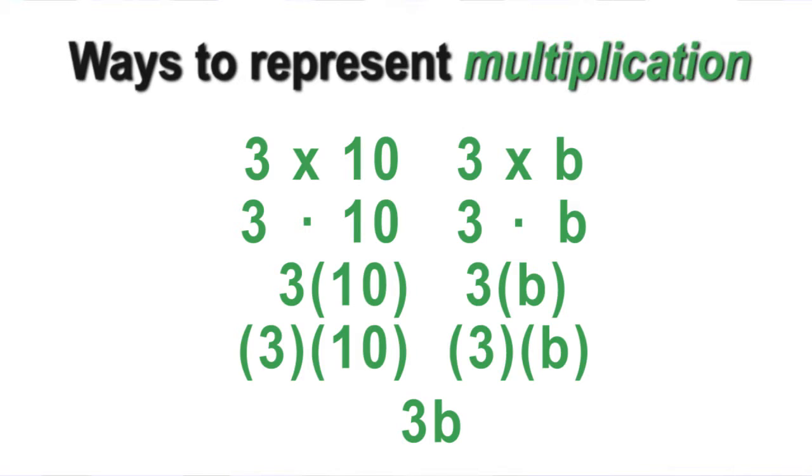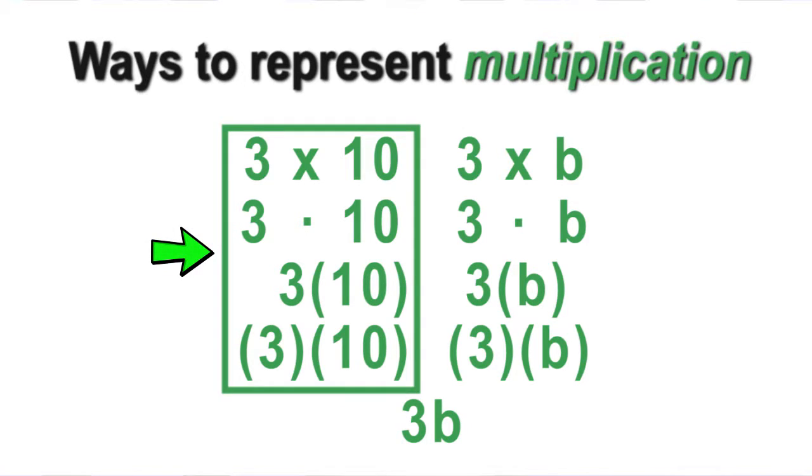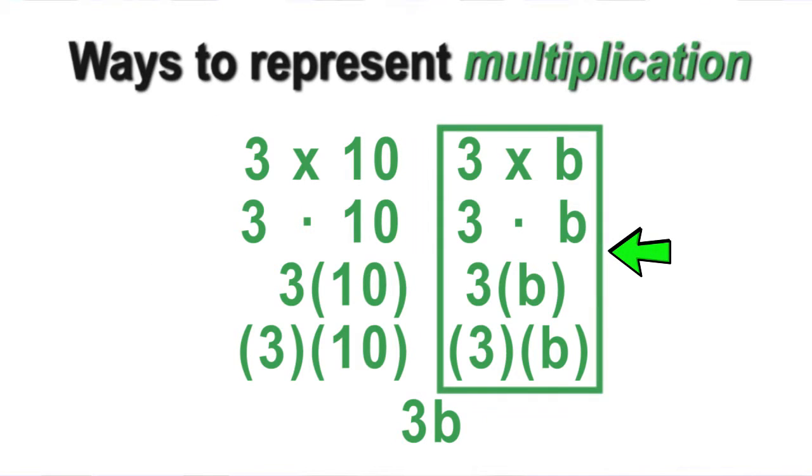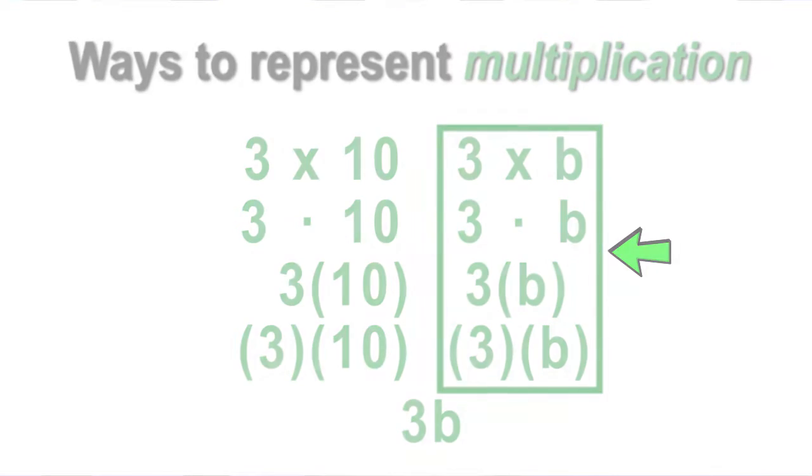Multiplication equations and expressions can be written many different ways. On the left side of this chart, each expression reads 3 times 10. On the right side of the chart, each expression reads 3 times b. Let's start with our first problem.